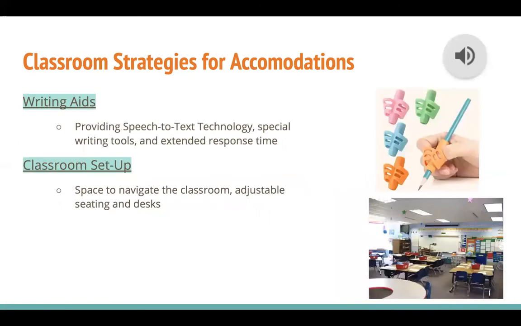Other classroom strategies include writing aids, like providing speech-to-text technology, special writing tools like pencil grips or special paper, and including extra response time. It also includes a specific classroom setup that provides space for students to navigate the classroom in terms of wide gaps and adjustable seating and desks, as well as preferred seating.